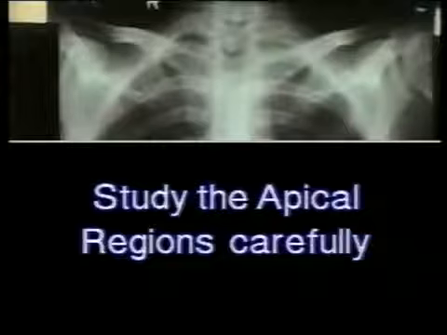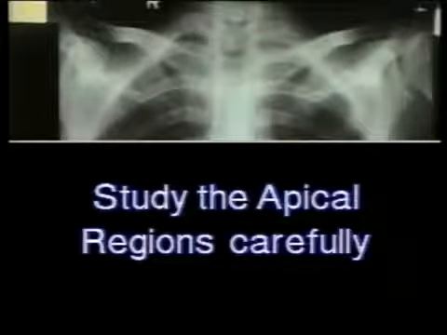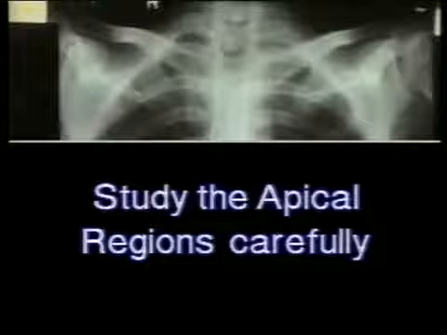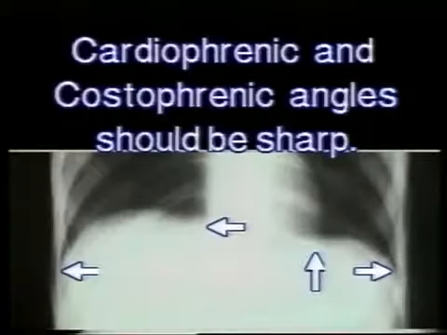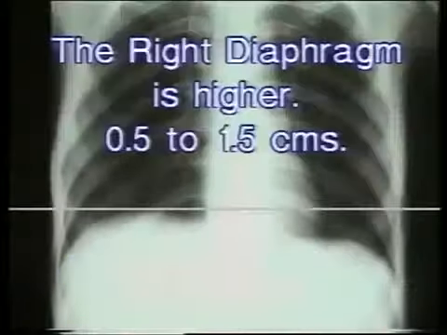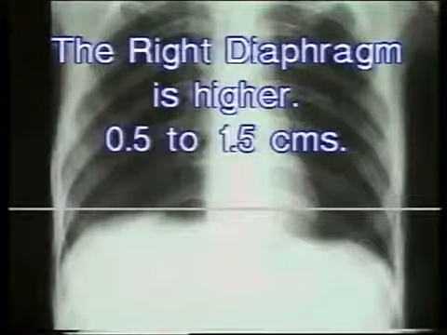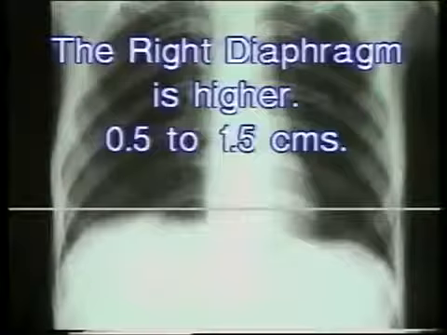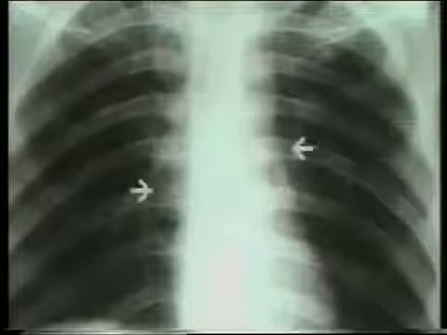Now study the apices very carefully, especially the area just behind the clavicles, where the earliest tuberculous lesions are found. If there is a bony asymmetry, look for a cervical rib. Then inspect the cardiophrenic and costophrenic angles. They should be sharply defined. Any obliteration of any of these angles is pathological. The right diaphragm should be 0.5 to 1.5 centimeters higher than the left diaphragm, and both should be smoothly curved.